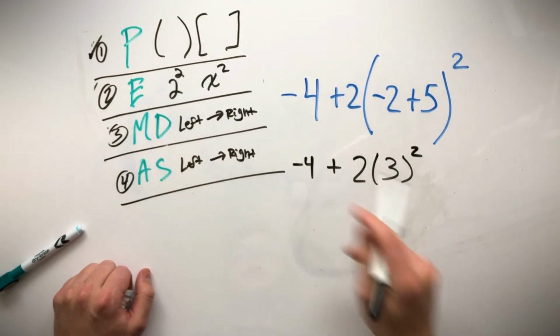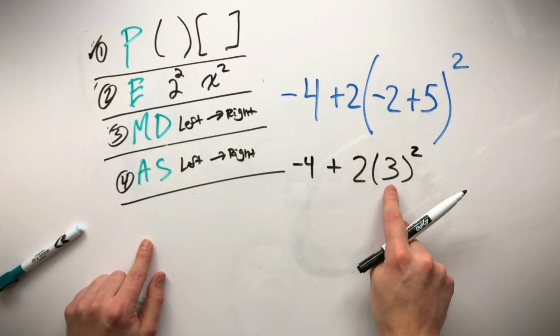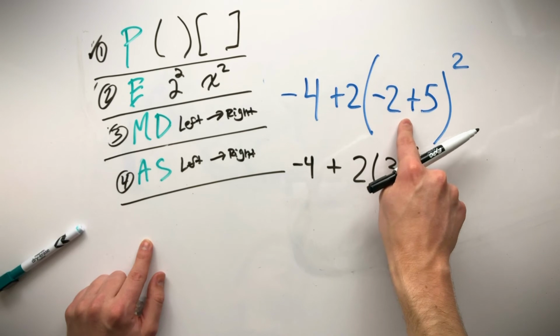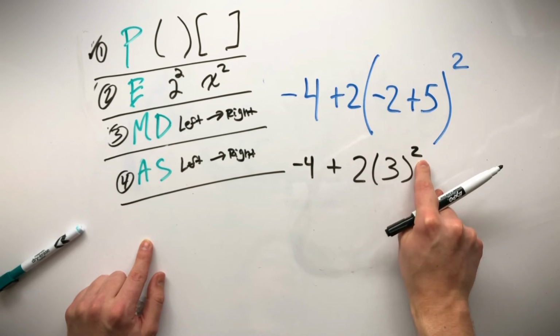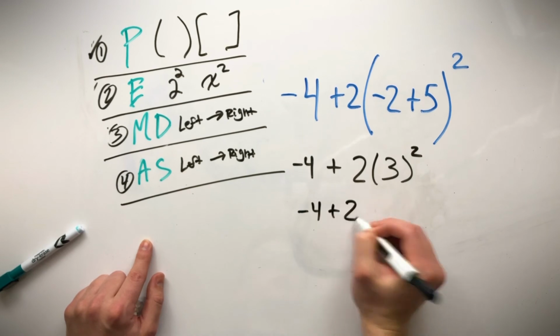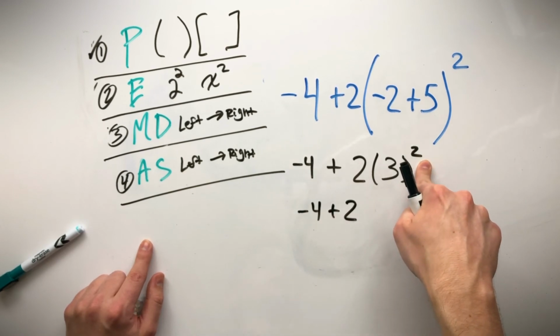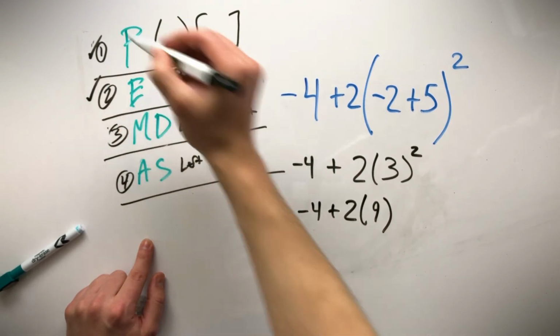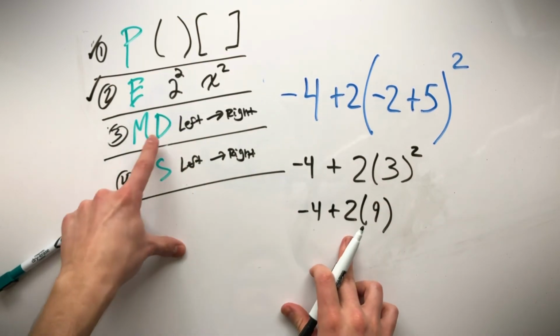Awesome. Did that. Next up is exponents. I noticed that the 3, right, or the quantity, whatever number I get after I do the result here, gets moved to the second power. So I'm going to do that next. So that ends up becoming negative 4 plus 2 times 3 raised to the second power, which is like saying 3 times 3, which gives me 9. Awesome. Exponents are done. Now I'm on to any multiplication or division.